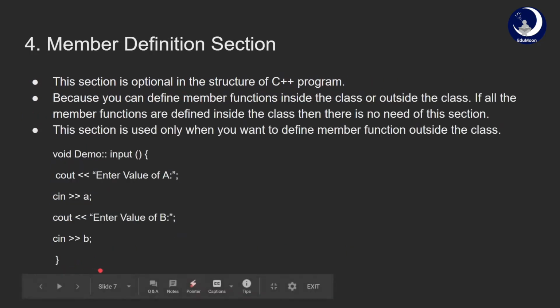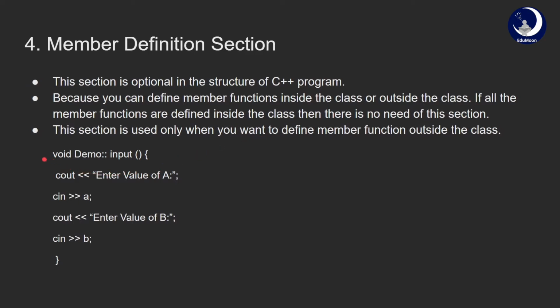The next section is the member definition section. All the methods that are declared inside the class will be defined here. This section is optional in the structure of a C++ program, because you can define member functions inside the class or outside the class. If at all the members are defined inside the class, then there is no actual requirement of this section. This section is used only when you want to define the member of a function outside the class.